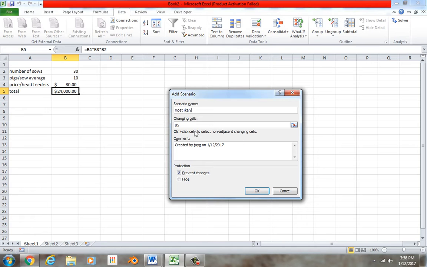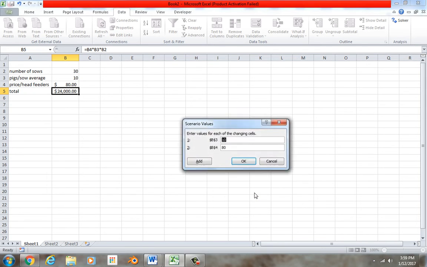So if I had 30 head, I could probably average 10 pretty easily. That's what we always did when I was a kid. We averaged 10.6, I think. But anyway, what's going to change in this scenario is the number of pigs per litter and the price per head. Okay, so I'm just going to click and highlight those two.